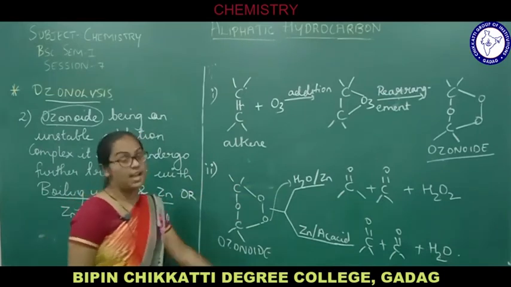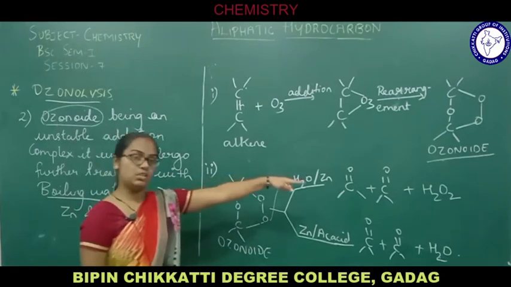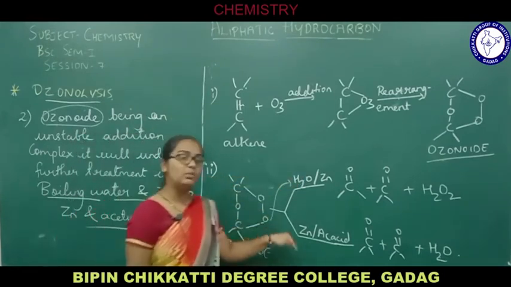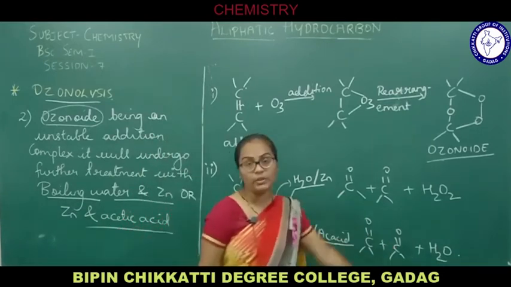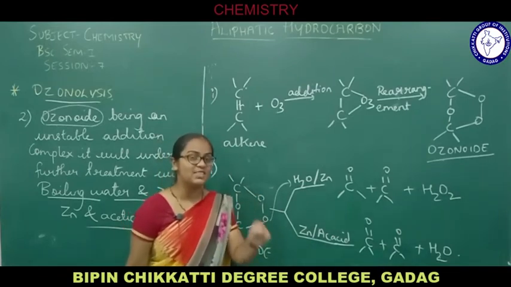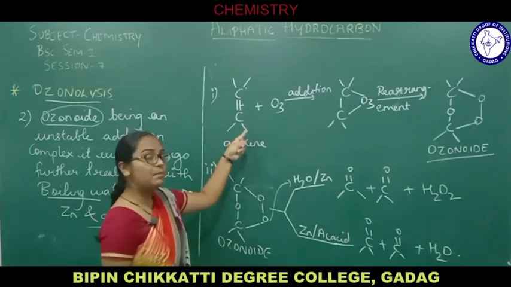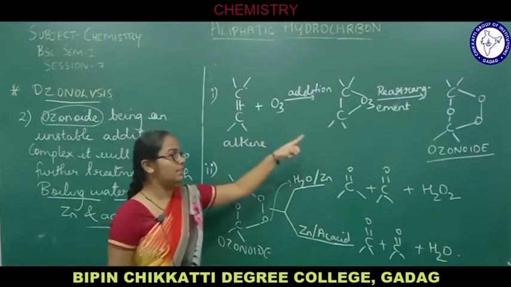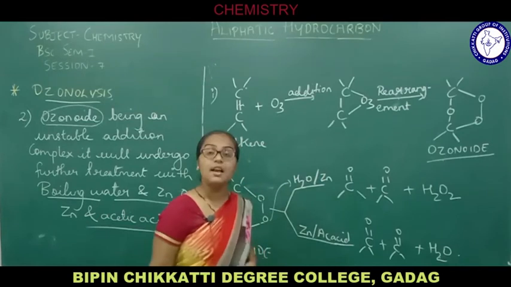In one way, the ozonoid reacts with the boiling water and zinc to yield the carbonyl compound along with hydrogen peroxide. In the other way, the ozonoid reacts with zinc and acetic acid to form a carbonyl compound along with water. So this is how the ozonolysis process takes place, and it is a two-step reaction. In the first step, the olefin reacts with ozone to form an addition complex called the ozonoid.